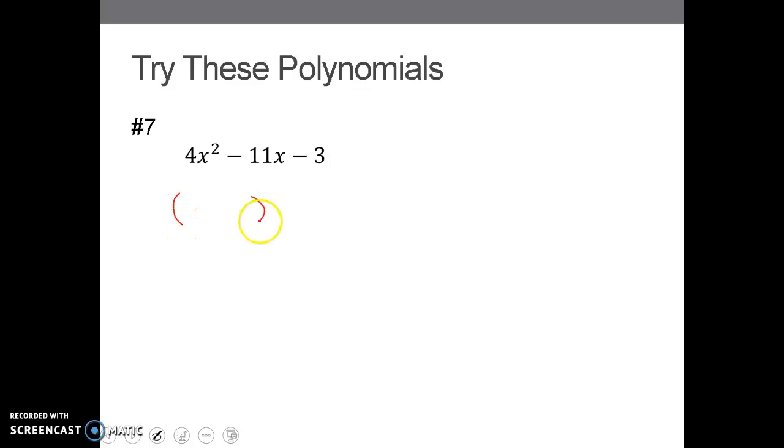So now I have a little bit more of a difficult time because there's two things that can give me 4x squared. I could put 4x times x, or I could try 2x times 2x. And I don't know what it is at this point. I'm going to try 2x times 2x first, and hopefully that'll be correct. If it isn't correct, then I'm going to have to erase those and come back and try 4x and 1x and see if that would work.